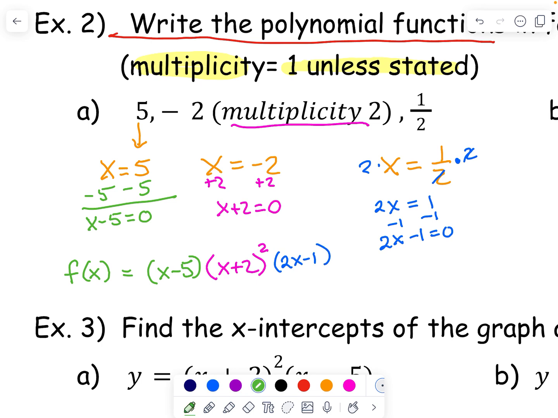So let's talk degree. So if we wanted the degree of this, we're going to take 1 plus 2 plus 1, because inside they all have 1s. So I'm just basically having x times x times x, right? So this is going to be degree 4.